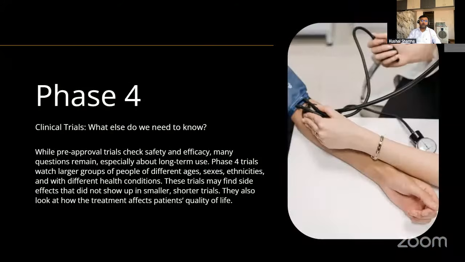And then phase 4 comes. Phase 4, here the drug is marketed and people can buy it from any pharmacy store. Now, what else do we need to know? Which basically means that when different people are using the drug, phase 4 continuously runs and tries to capture the data on how the drug is actually working or affecting the people.